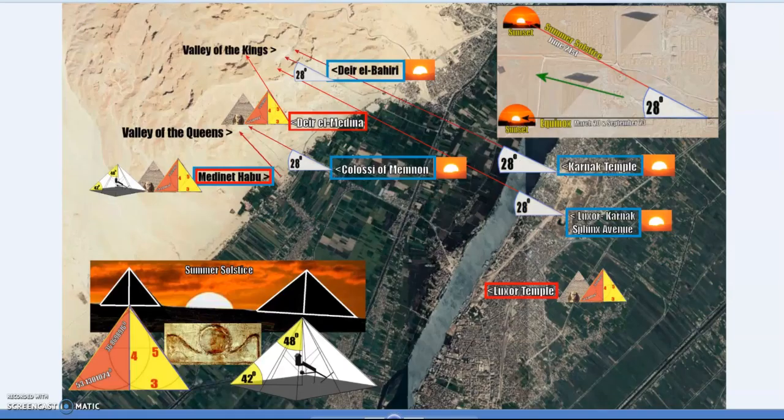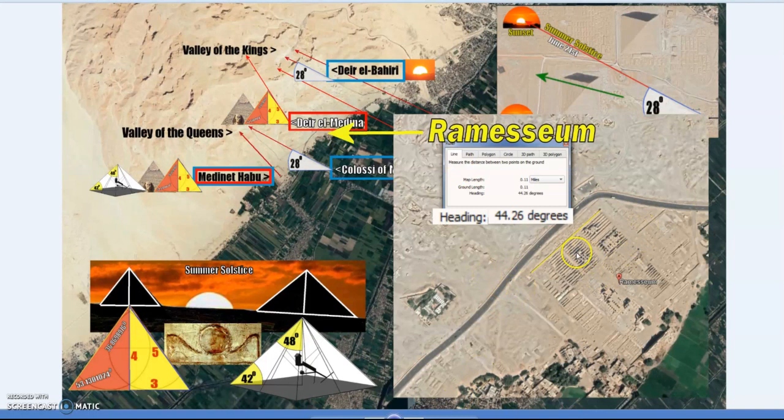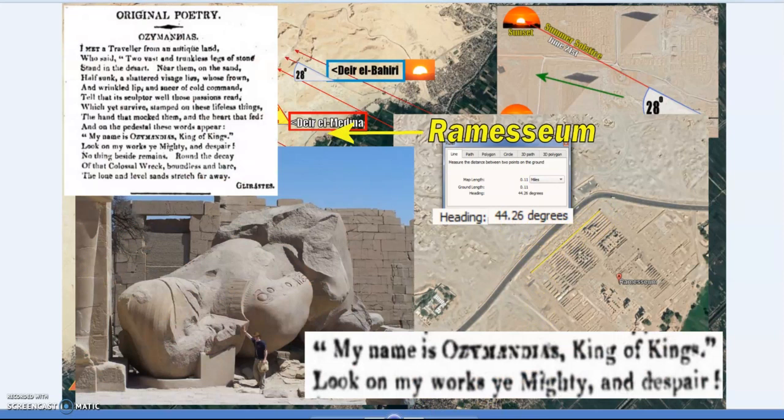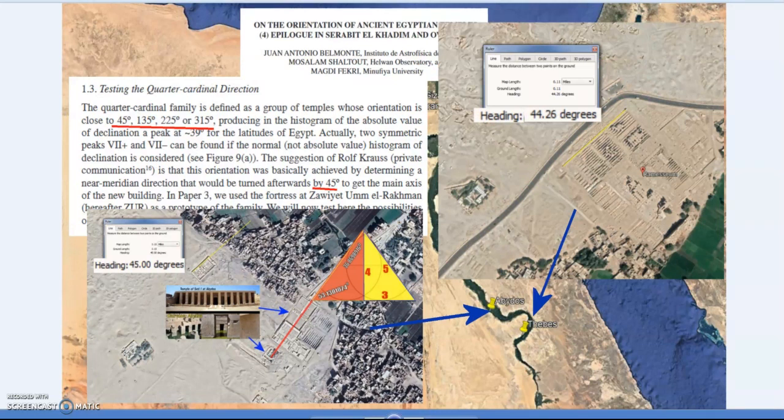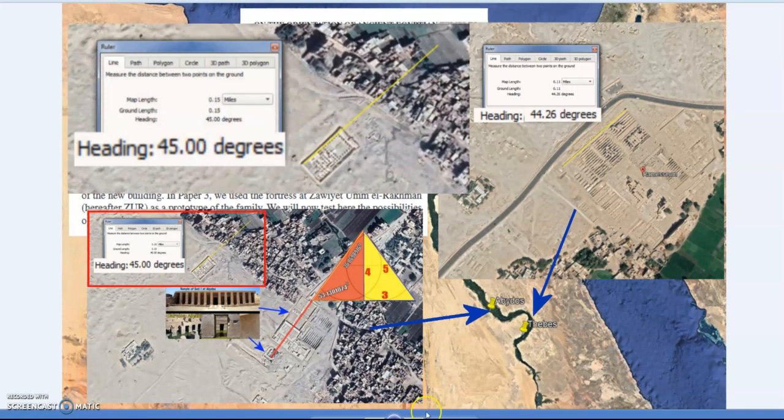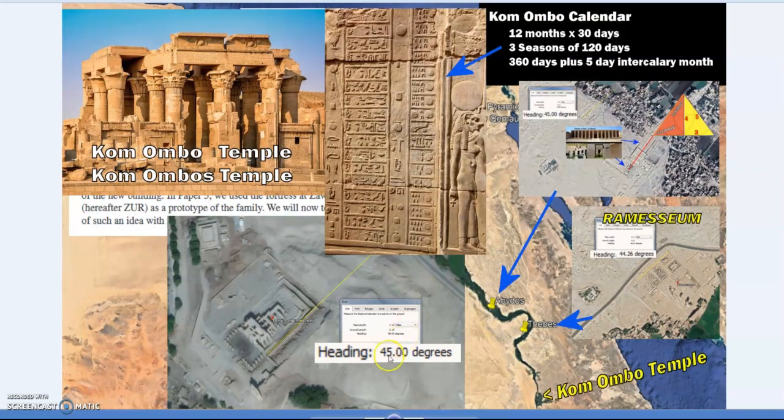They propose it has something to do with precession, but also back in Thebes, I mentioned all the major sites except for the Ramesseum. The Ramesseum is also at 45 degrees, very close to that angle, and that's of course where the statue of Ozymandias is: look on my works, ye mighty, and despair. So they have this 45 degree as well as the other important angles, and that's also in Kom Ombo Temple. That's angled also at, or very close to, 45 degrees.